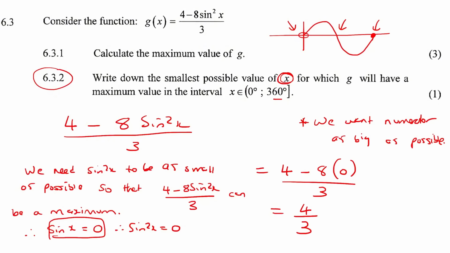You see that, it's a round bracket. So the next smallest x value would be this one. And if you know your sin graphs very well, that's 180 degrees. So you're just going to say 180 degrees.